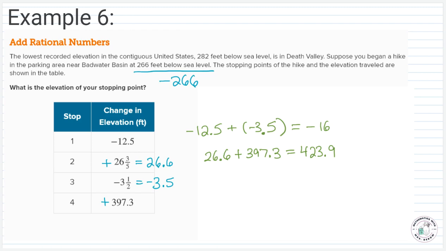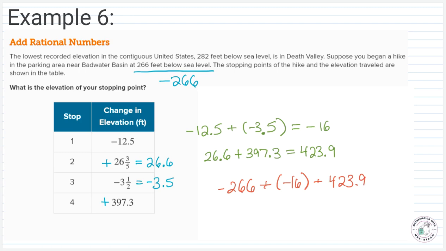So now we have to basically add all of these values together, right? So we took care of the table. We have our positive values added together. We have our negative values added together. Now we're going to take the fact that we started at negative 266. We went down a total of negative 16 feet during this hike. And then we went up a total of 423 9/10 feet during, again, this hike.